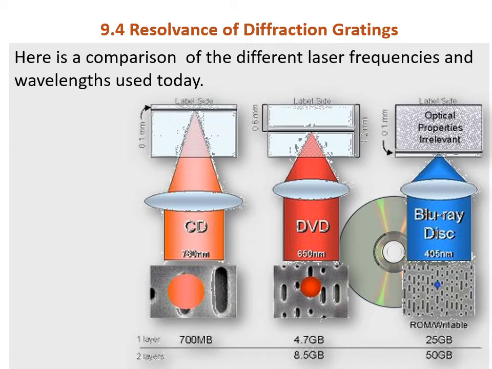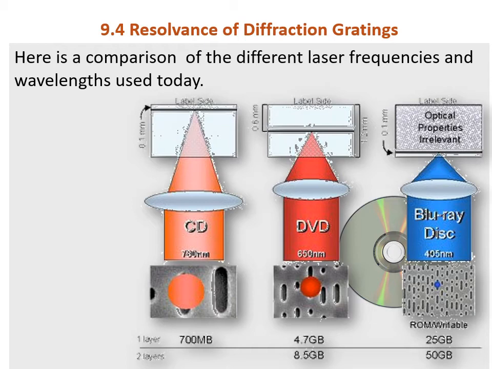So just take a look at the progression of technology with the wavelengths of light and the apertures on a CD. The original CD stored about 700 megabytes. It used around 730 nanometers wavelength light, and the apertures were larger. The DVD, single layer, 4.7 gigabytes of storage space. If you could use both layers, 8.5 gigabytes of storage space. And notice the little holes inside are smaller, corresponding to the smaller wavelength of light, 650 nanometers.